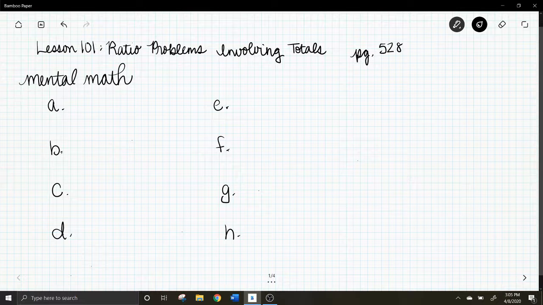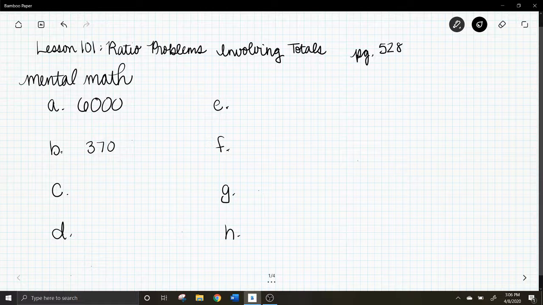So for letter A, the question is 20 times 300. What is 20 times 300? The answer there is 6,000, okay? Letter B, 920 minus 550. What is 920 minus 550? Let's take a second there. It is 370. All right, so good job on those.